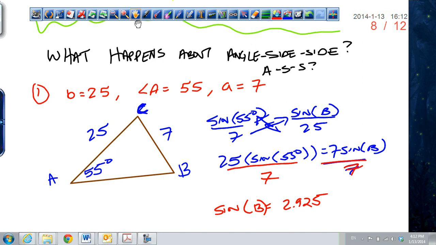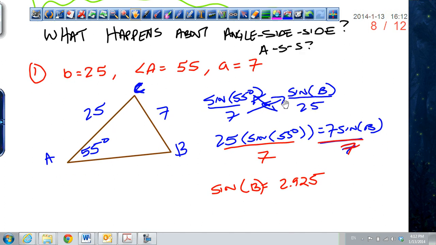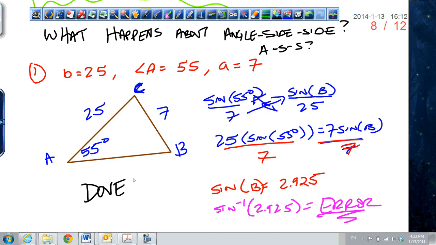And so to get the angle, if we recall, we have to do the inverse sine. So I'm going to do the inverse sine of 2.925. And when we do that, we get an error, which means our triangle, maybe you got it, does not exist. The reason why is really what our triangle probably looks like. It looks something like this, and then just comes down like that. Because this part would be 7, it's not long enough.